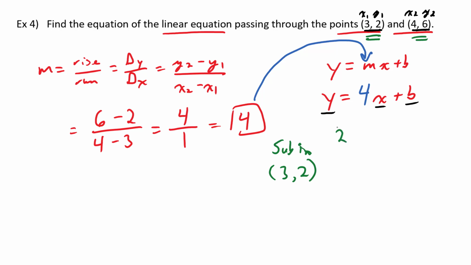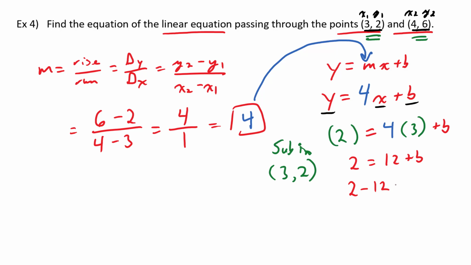Let's substitute that in now. So this is going to be 2, which is y, is equal to 4 times 3 plus b. I'm trying to color code this for you. You can see the 4 came from over here, and the 2 and the 3 come from the coordinate. Let's now solve that. 2 is equal to 12 plus b. Swing the 12 over to the other side. 2 minus 12 equals b. So b is equal to -10.